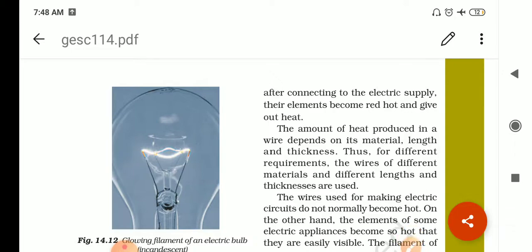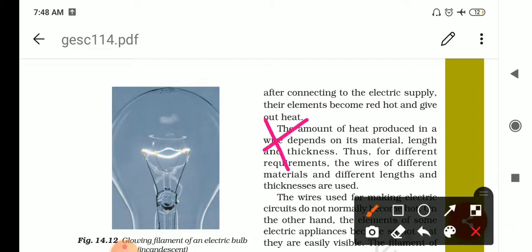Next, when the bulb is switched on, the current flows through the filament and it heats up and glows, right. Appliances such as the electric heater and the electric immersion rod, which is used for heating water, and next the toaster, water heater, and electric iron also use the property of heating due to the electric current. They all work on the heating effect of electricity.